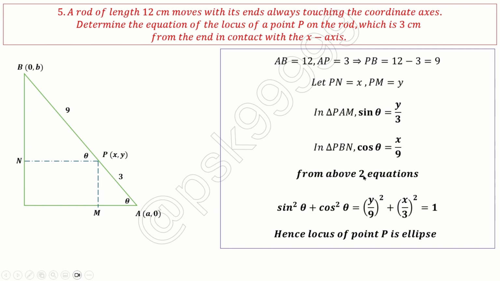Now I know from these two equations how to get the x and y relation, right? Sin square theta plus cos square theta equal to 1. So if I add both of them, it will become y by 3 whole square plus x by 9 whole square equal to 1. This is the equation of an ellipse, right? So as this rod moves, this point P traces an ellipse. The locus of P is an ellipse.